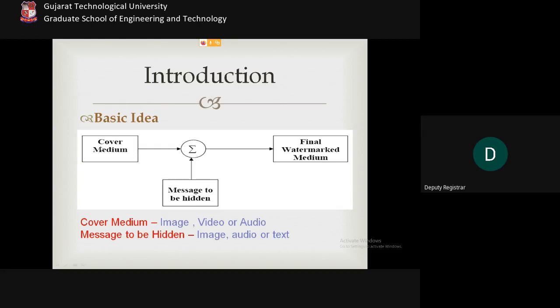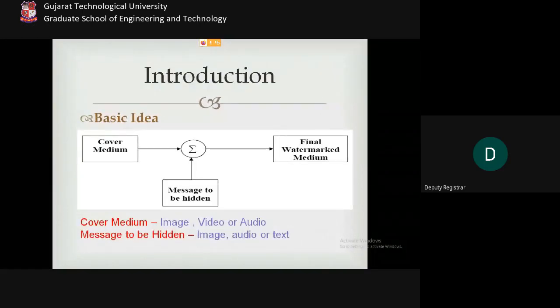Basically, the cover medium can be video in our case, and the message can be image, audio, or text, anything. And we finally have the watermarked medium, which can be transmitted anywhere, in any domain, right? And then in any channel, it can be transmitted. There it meets some attacks also, that we will discuss. And then it reaches the receiver end, and again that message is to be extracted.